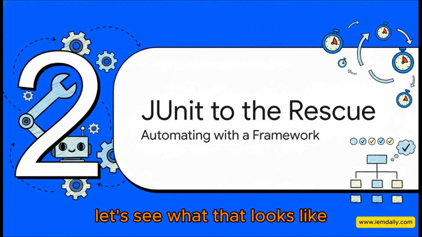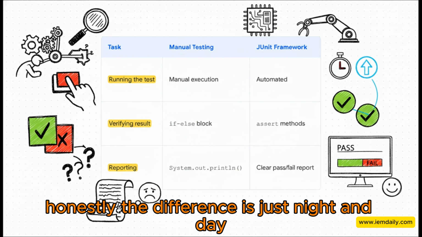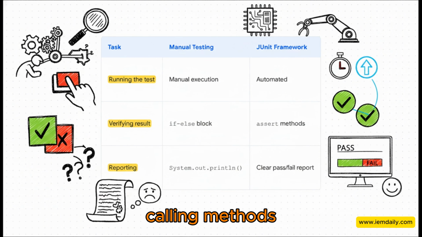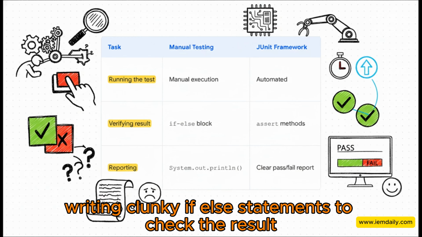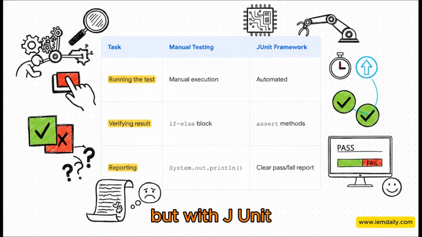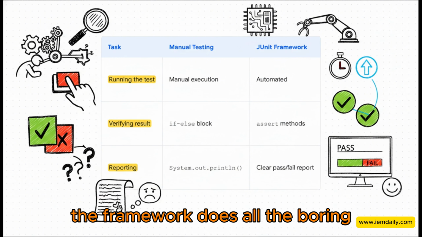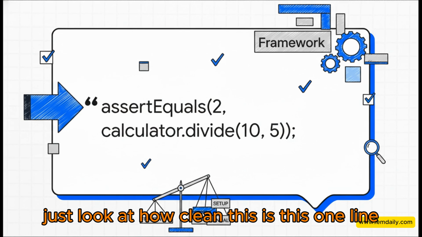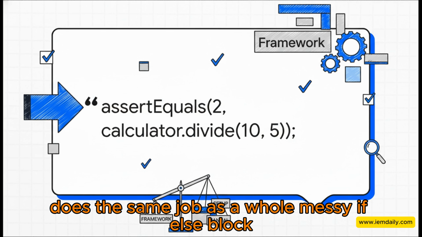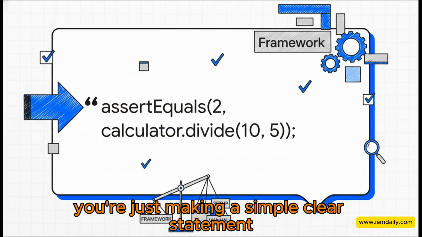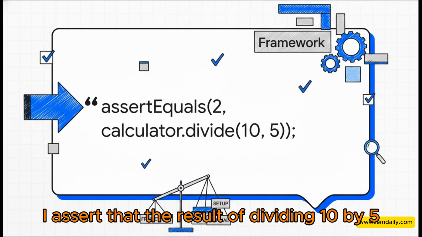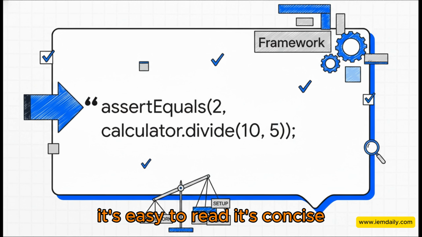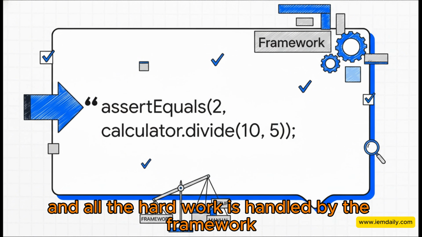Let's see what that looks like. Honestly, the difference is just night and day. Manually, you're writing all this extra code just to run a test, creating objects, calling methods, writing clunky if-else statements to check the result. But with JUnit, you just tell it what you expect to happen. The framework does all the boring setup and teardown for you. Just look at how clean this is. This one line does the same job as a whole messy if-else block. You're just making a simple, clear statement. I assert that the result of dividing 10 by 5 equals 2. It's easy to read, it's concise, and all the hard work is handled by the framework.